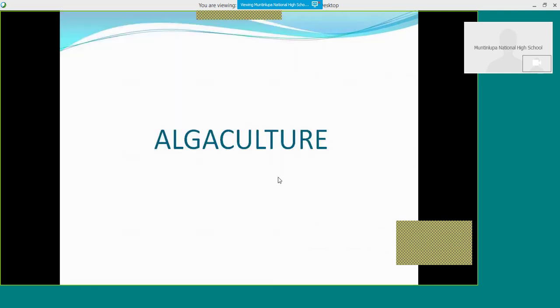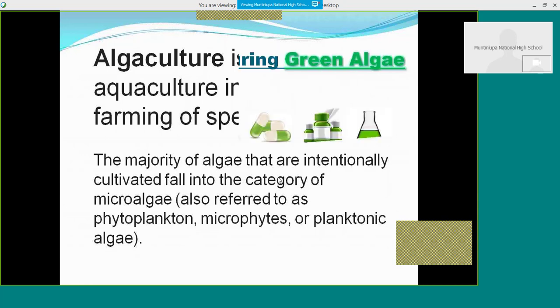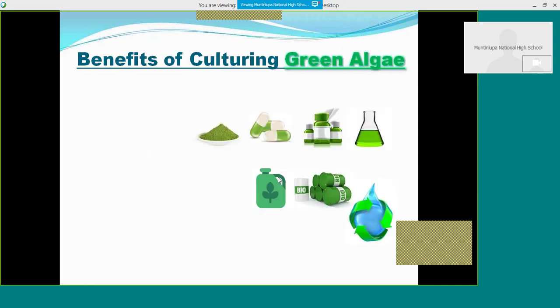As one of the aspects of aquaculture, let's discuss algaculture. What is algaculture, Johanna? Algaculture is a form of aquaculture involving the farming of species of algae. The majority of the algae that are intentionally cultivated fall into the category of microalgae, also referred to as phytoplankton, microphytes, or planktonic algae.